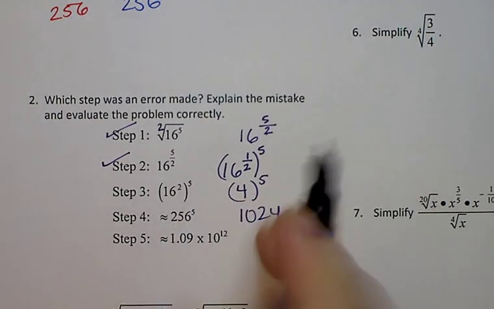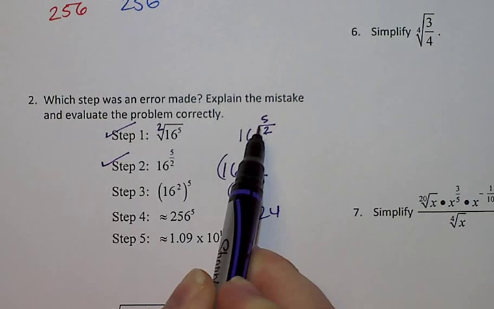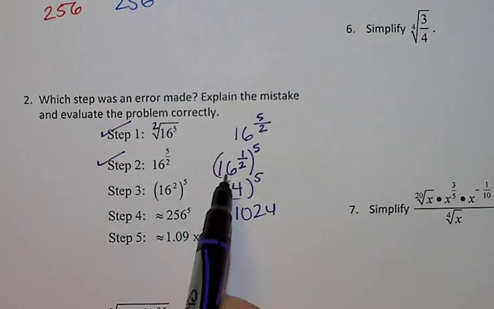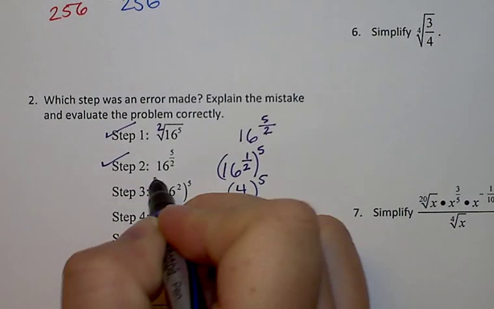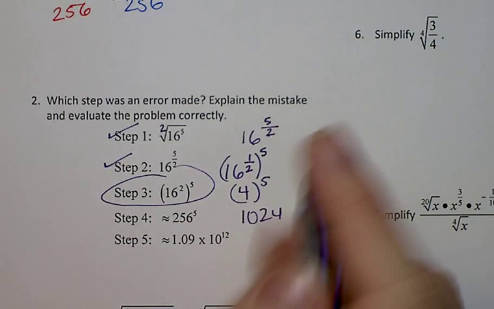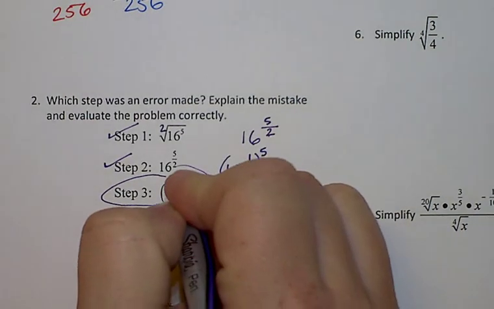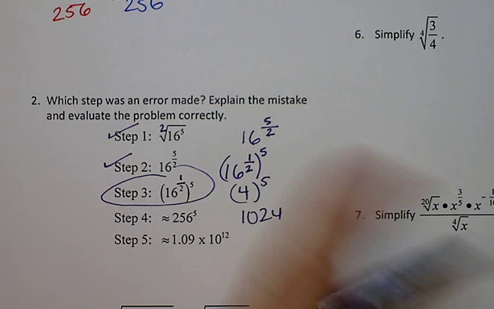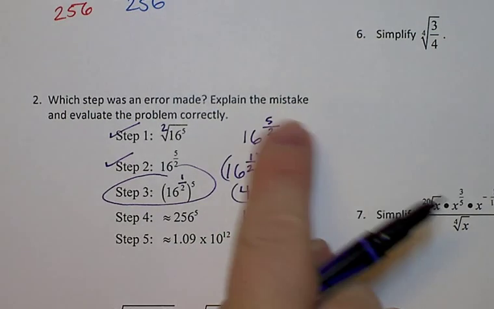Okay, so here we go. I rewrote it. Now the third step, I can see there's an error. So what step was there an error made in? The third step. What was the mistake? They forgot to write the nth root as 1/2. That was the mistake that was made. And then we evaluated the problem correctly.